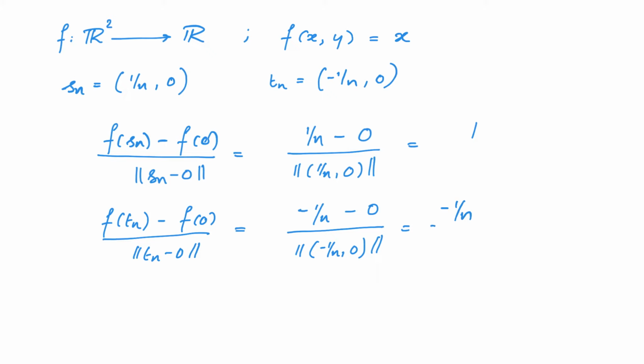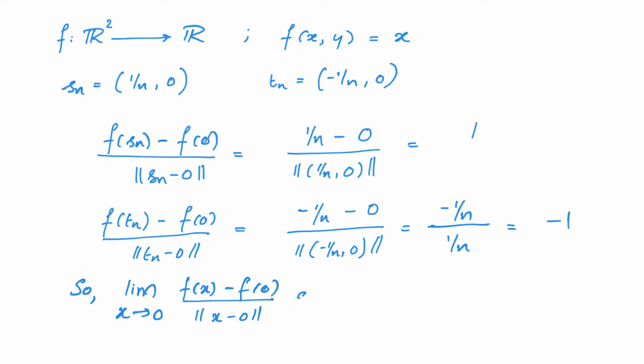Therefore, some information is lost when we took the norm of this vector. Anyway, as we get two different answers when we approach 0 along two different sequences, we can conclude that the limit as x tends to 0 of (f(x) minus f(0)) by the norm of (x minus 0) does not exist. In other words, this function is not differentiable at the point 0 according to our definition. But we wanted this function to be differentiable, therefore this definition does not match our intuition.